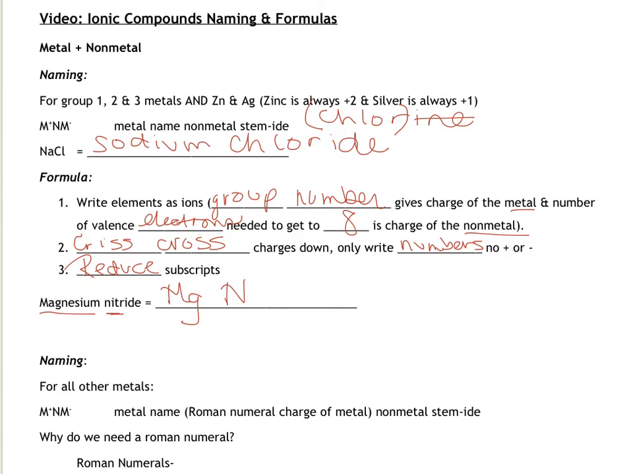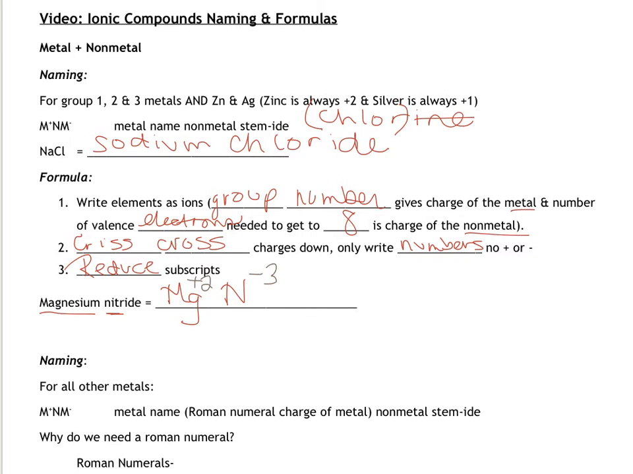I look on the periodic table to find magnesium, and I see that magnesium is in group 2. Step 1 tells me that for a metal in groups 1, 2, or 3, the group number gives the charge. So magnesium's charge is +2 because metals lose electrons, so they become positive. Nonmetals gain electrons and become negative, and they gain the number of electrons needed to get to 8. Nitrogen is in group 5. It needs 3 more electrons to get to 8, so it has a charge of -3.